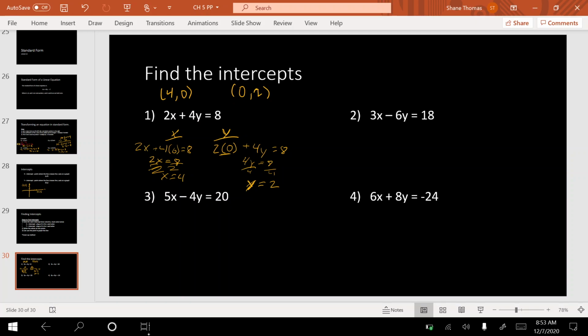In number 2, if I want to do the cover-up method, I still am going to do my 2 x and y columns. But I'm going to save you the first step in both of these. If I want to find my x-intercept, what I want you to do is cover up your y term. I'm left with just 3x equals 18. So in the x column, 3x equals 18. Then do the same thing in the y column. Cover up your x term. If you cover up your x term, you're left with negative 6y equals 18.